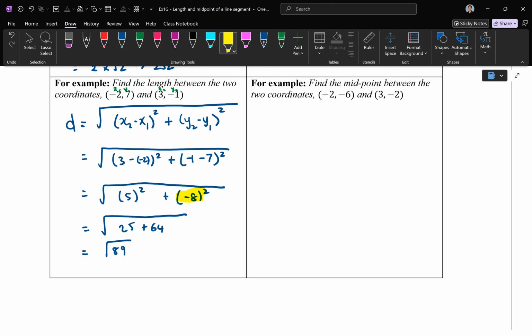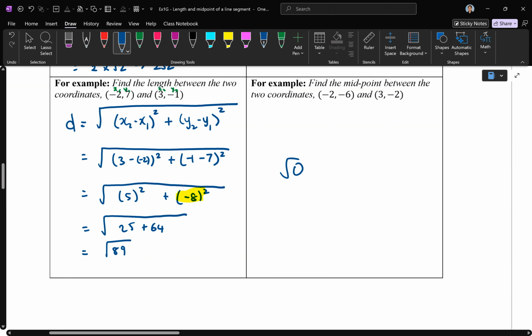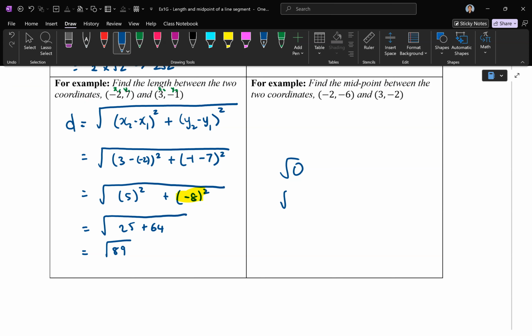Oh, that's another point to note as well. Does anyone know the restriction of a square root function? What can't you do? What can't you square root? 0. No, the square root of 0 is still 0. You can do root of 0. I can do it on my calculator. Where's root of 0? I don't even know how to use this one. I should use the senior one. But yes, root of 0 is 0. What can't you square root? Negative numbers. Try it on your calculator if you like.